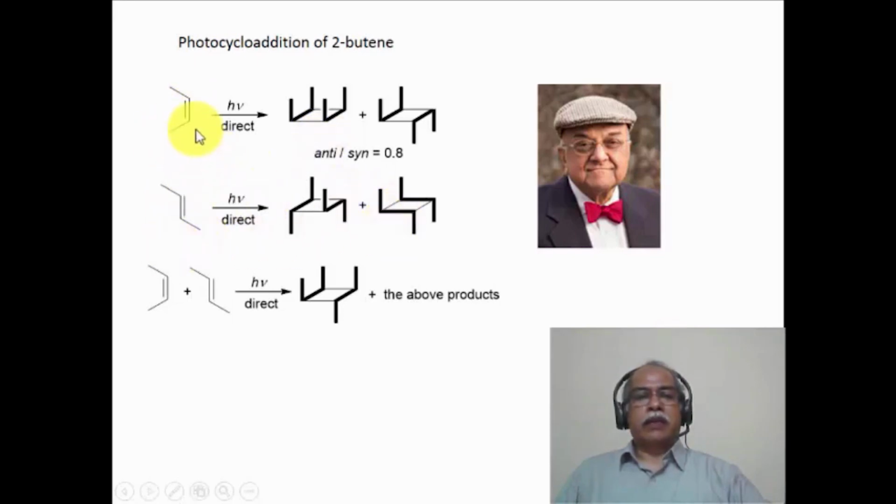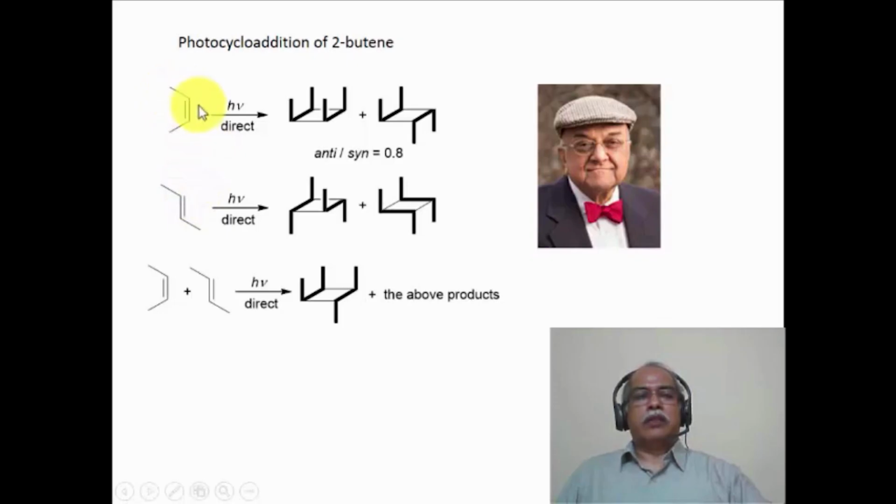In addition to that, competing cis-trans isomerization can also take place under the photochemical condition. So the reactions were carried out at low conversion so that the competing cis-trans isomerization is not a major problem, so that one can figure out the stereospecificities of this reaction. So the credit goes to Professor R. Srinivasan for enlightening us with the investigation of the 2-butene system in this particular example.